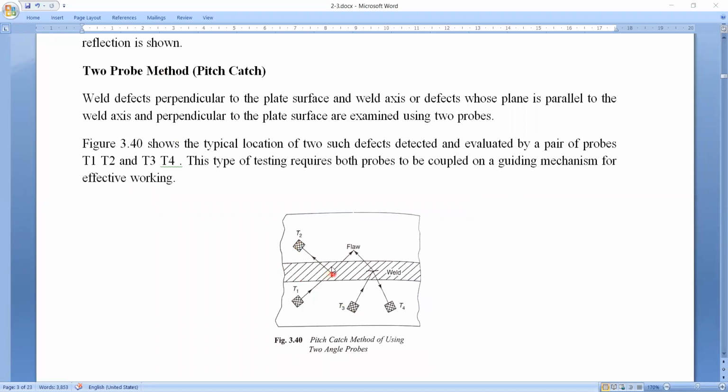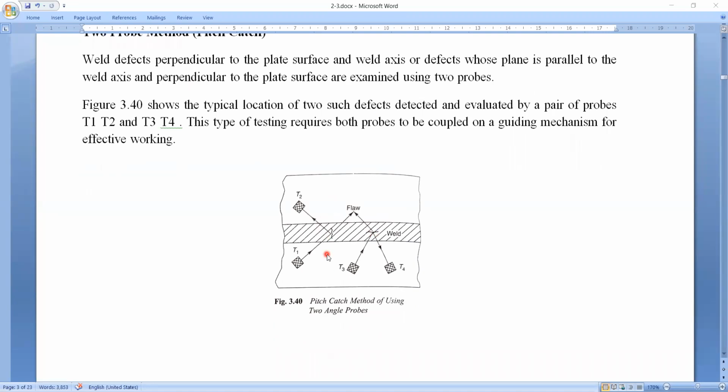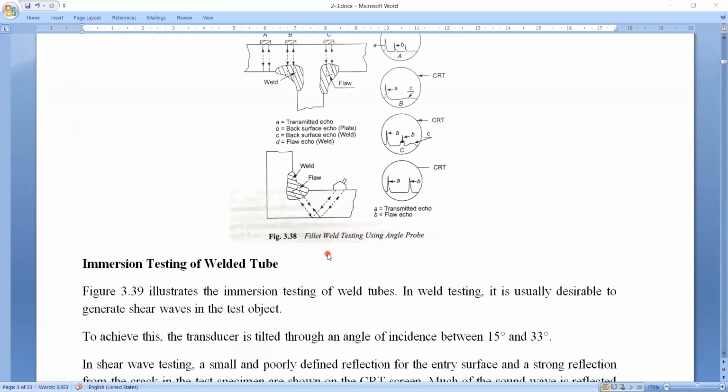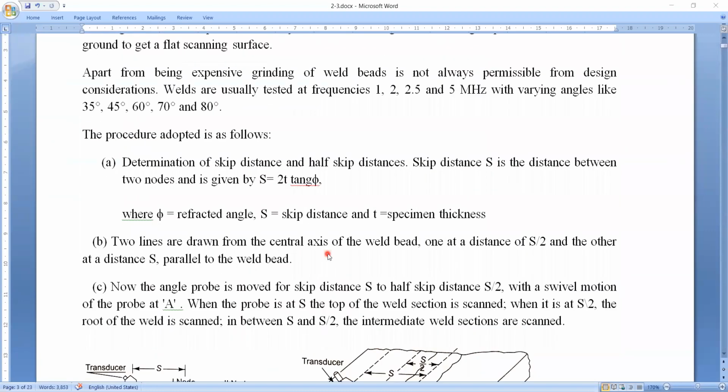We can detect the flaws which are perpendicular to the weldment by using the T1 and T2 pair; here T1 and T2 are the probes. By using the T3 and T4 pair, these two probes, we can find the flaws which are parallel to the weldments. The two probe method is also called the pitch catch method. Based on this method we can find the flaws in any direction in the weldments. These are the different methods used for finding flaws in different types of weldments.